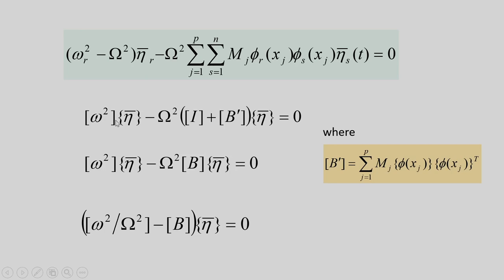So we can now write omega square, the diagonal matrix we get here, minus capital omega square times the unit matrix, and the B prime matrix will be developed after carrying out this summation. phi(x_j) is a vector, and phi(x_j) transpose is also a vector. If it is n by 1 and 1 by n, we will get an n by n matrix, and in this m_j for number of masses varying from 1 to p, the terms will increase, but it will be a populated matrix, not a diagonal matrix.